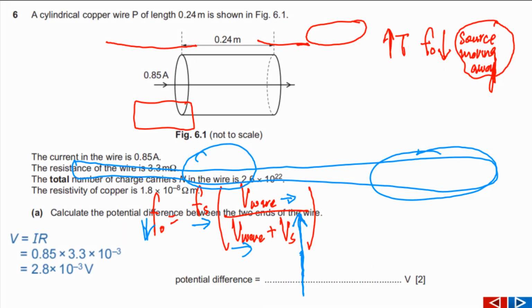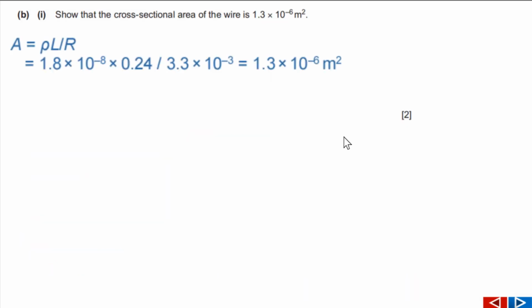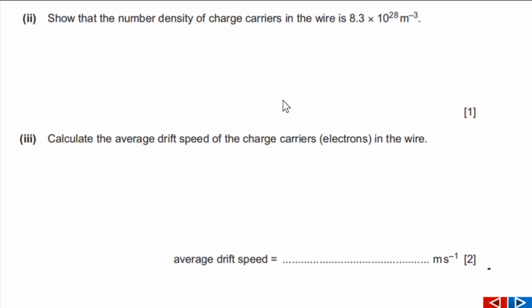So here we need to calculate the potential difference. Simply plug in values and you can find the potential difference. So again here you simply need to use the formula, plug in values, and you will get the answer.